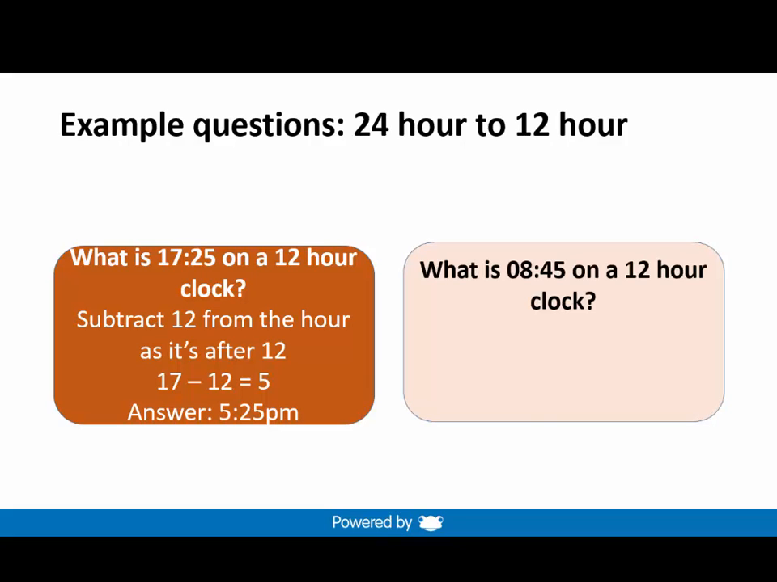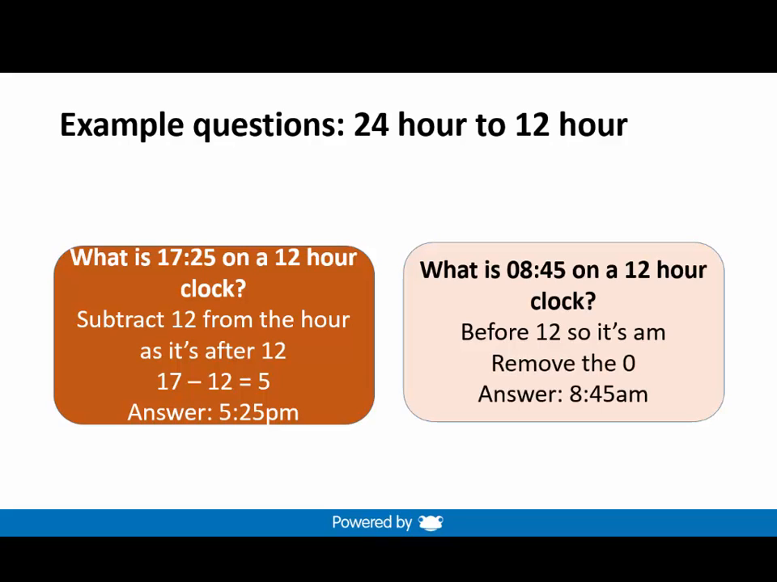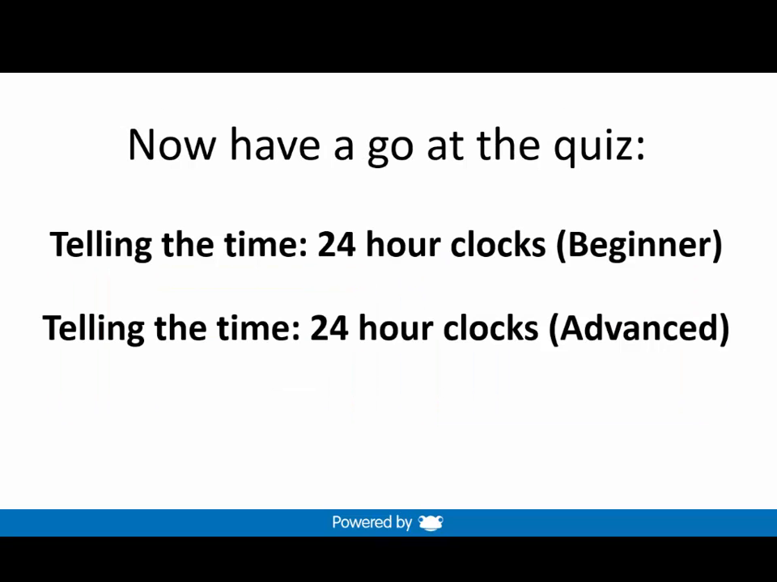What is 08:45 on a 12-hour clock? It's before 12, so it must be AM. So all I need to do is remove the 0 and give the answer 8:45 AM. Remember, 12-hour clock times always need either AM or PM. Now you could have a go at one of these quizzes.